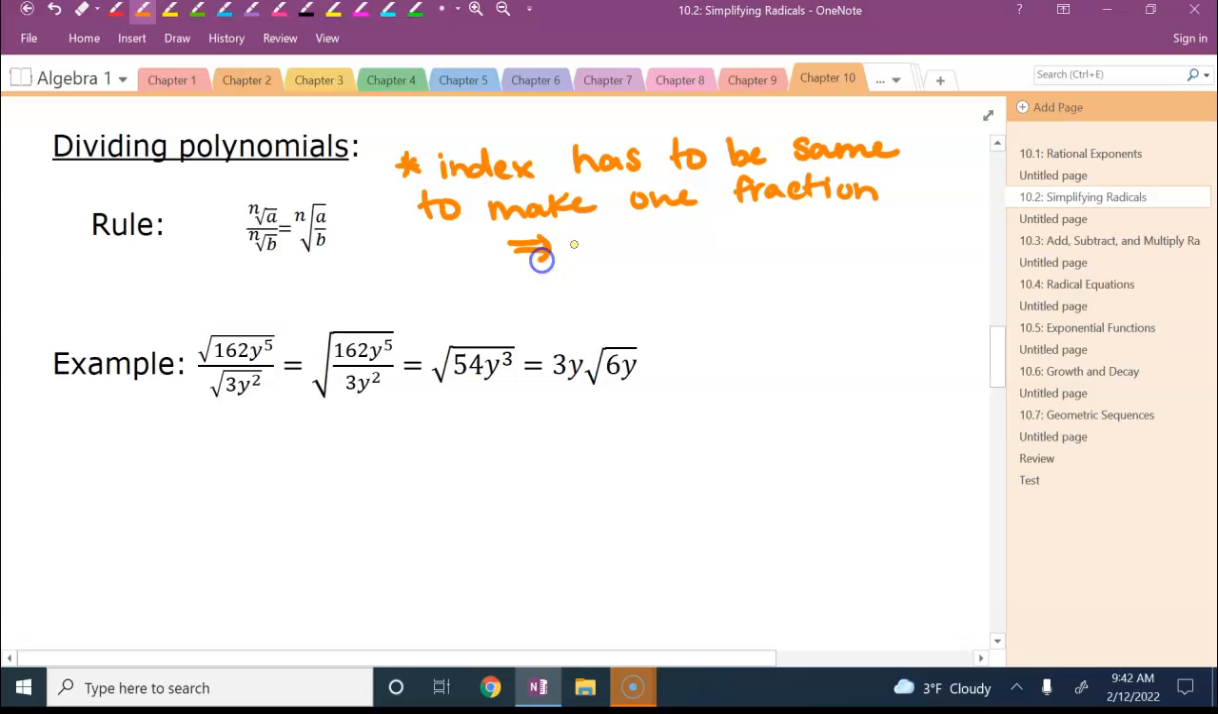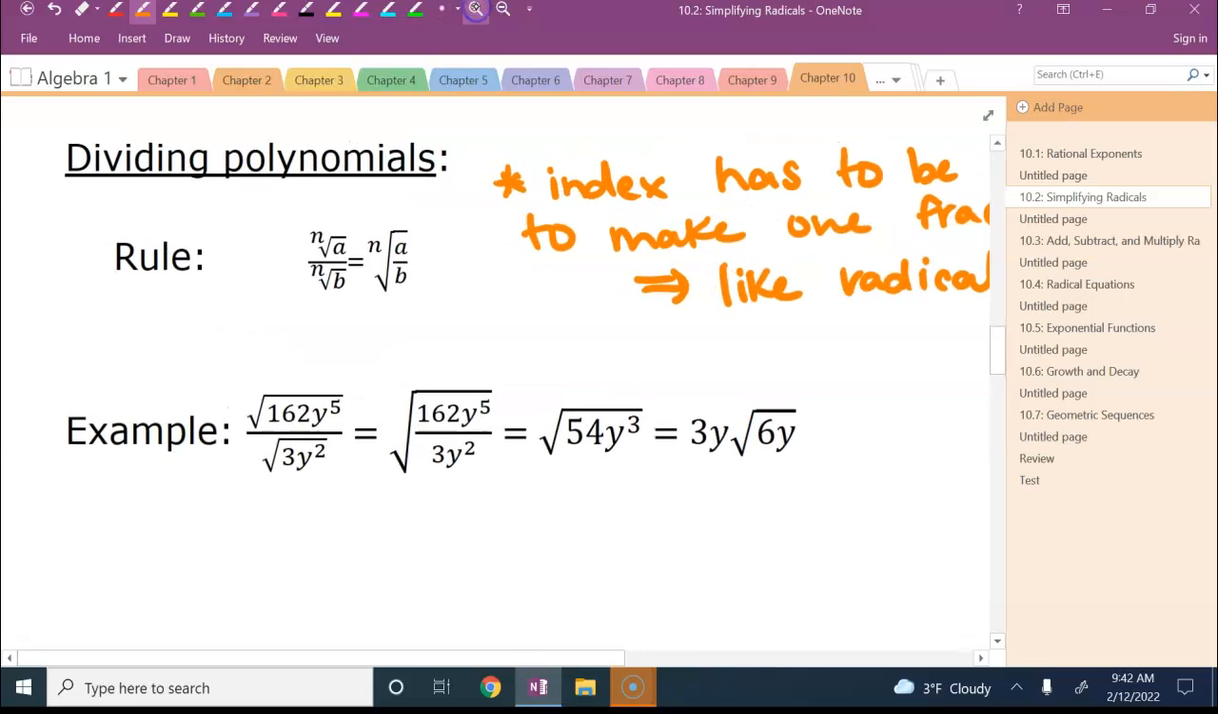So another way to think of this is that you have to have like radicals. So they both have to have cube root signs, or they both have to have fifth root signs, something like that, in order for you to be able to combine them and then reduce the quantities that are underneath those symbols. So for example, I have square roots here. I have the square root of 162y to the fifth over the square root of 3y squared. So because they're both square root signs, I can make this one big square root and create that fraction underneath.